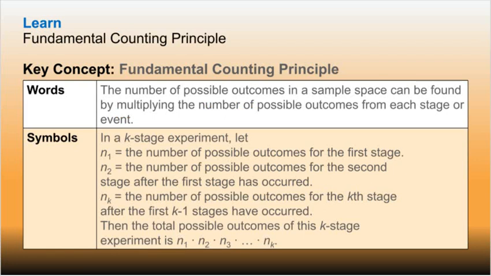Next part is the fundamental counting principle. The fundamental counting principle says the number of possible outcomes in a sample space can be found by multiplying the number of possible outcomes from each stage or event. So a formula to use with this would be, if I use n1 and n2, n subscript 1 times n subscript 2. So if you have 2 separate events, multiply them, and that will tell us how many total outcomes you're going to have.